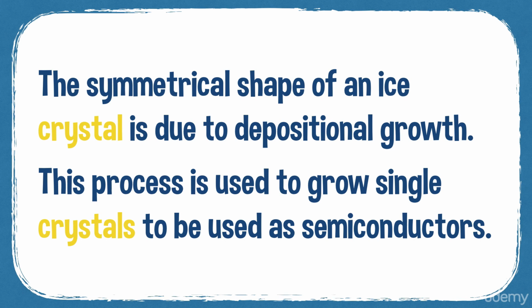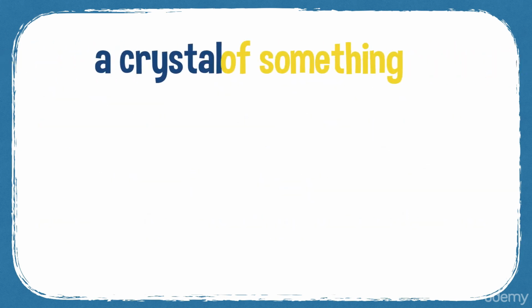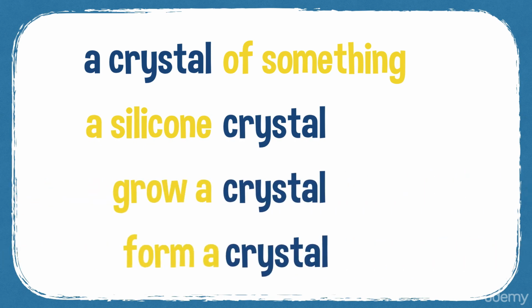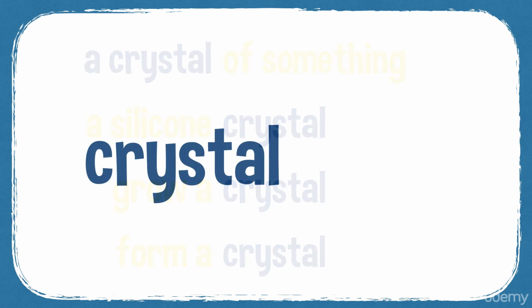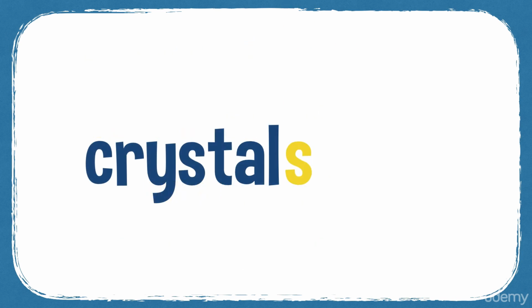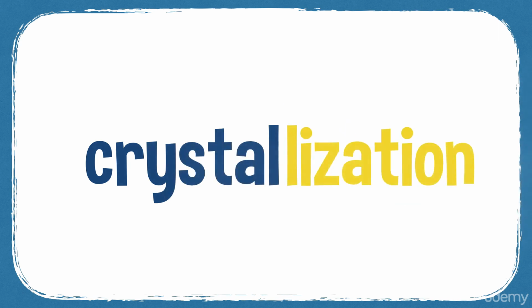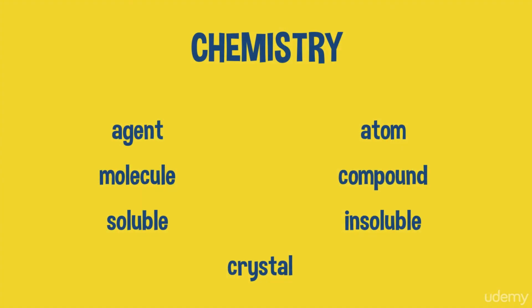So, for example, silicon crystals can be grown. So a crystal of something, we say. A silicon crystal, you grow a crystal, you form a crystal. So a crystal, you can have crystals, and the process, or the verb is crystallizing, and the process is crystallization. Crystallization is the process of crystallizing something. So there are your 7 chemistry words then. Agent, atom, molecule, compound, soluble, insoluble, crystal.